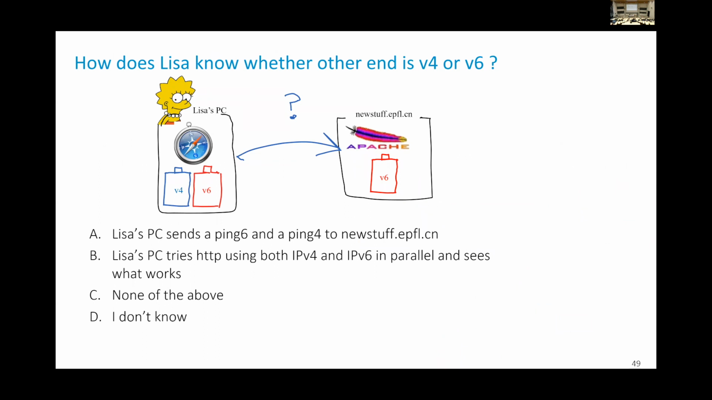But how does Lisa know whether she should be using a socket IPv4, IPv6, or how does the software in Lisa's system know whether she's going to a server that is running IPv6 or IPv4? In the lab, you had exactly this problem. So if we scale this to the real world now, not to lab 3, how can we know?